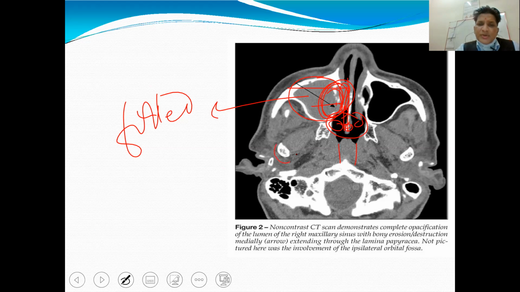This is the mandible, the condyle of the mandible, and these are the pterygoid muscles. This is the pterygopalatine fossa, and this is the infratemporal fossa. These are mastoid air cells, and this is the pinna. So in this case, this is supposed to be the septum.